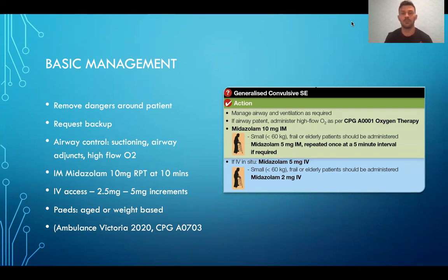Then we're going to be going with the benzo, so midazolam. The dosages are all going to be service dependent, but for this, we're going to be utilizing Ambulance Victoria's. So IM midazolam, 10 milligrams in a large muscle mass, so preferably the lateral thigh, and we can repeat that at 10 minutes. If we can get IV access, we can administer IV midazolam, so anywhere between 2 milligrams to 5 milligrams. For pediatrics, it's service dependent. Generally, the services will go on either an age or a weight basis. Weight basis is generally around 200 micrograms per kilo, with the maximum amount being 5 milligrams.